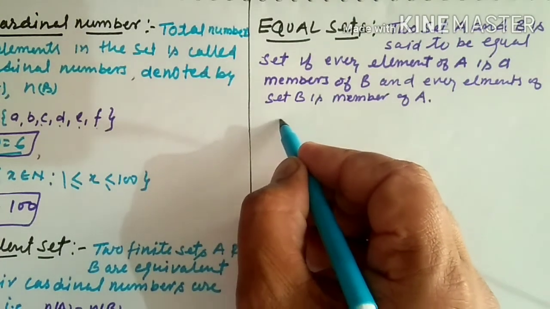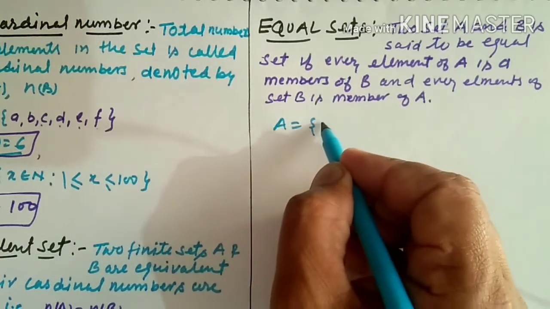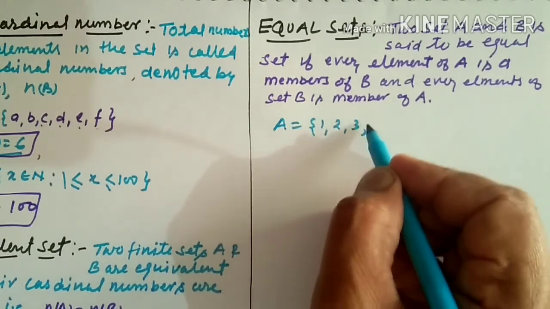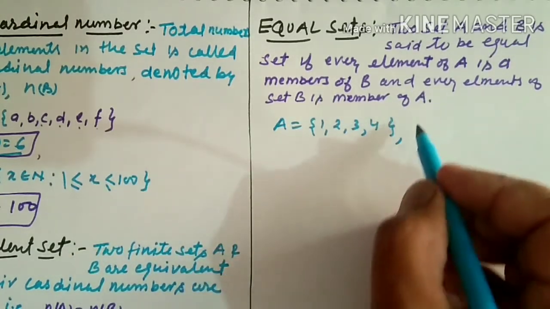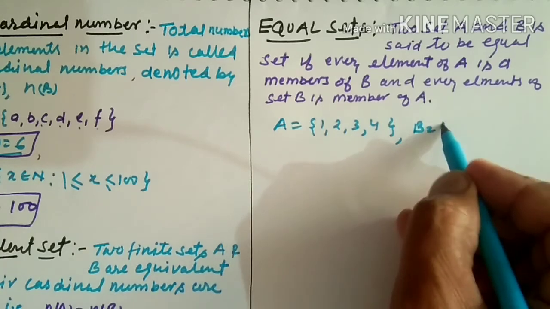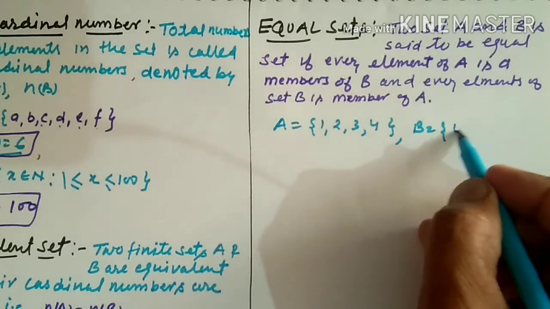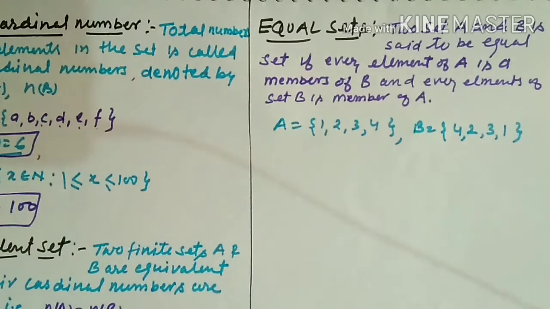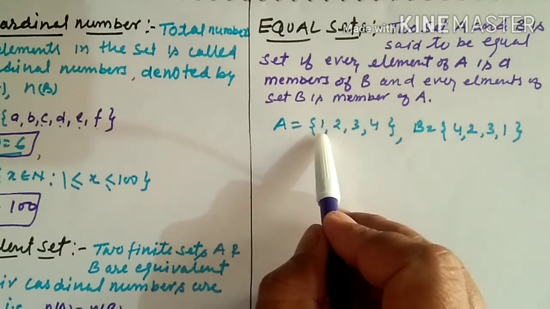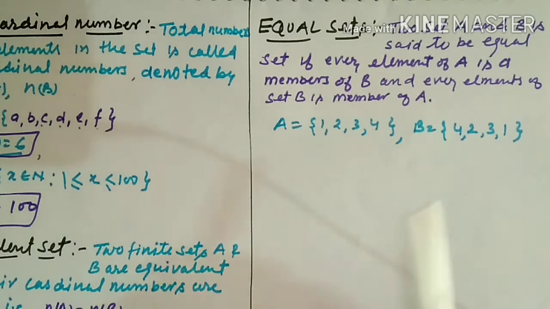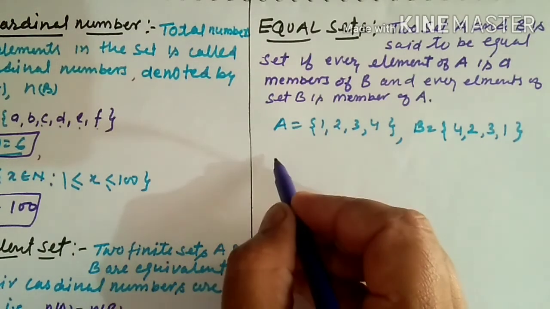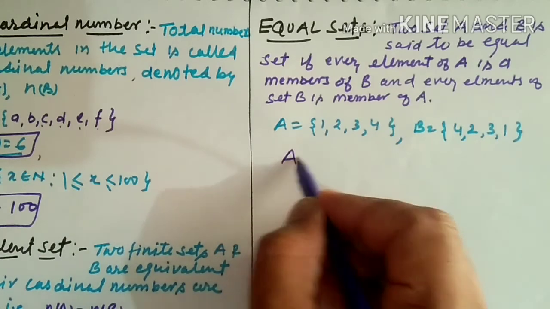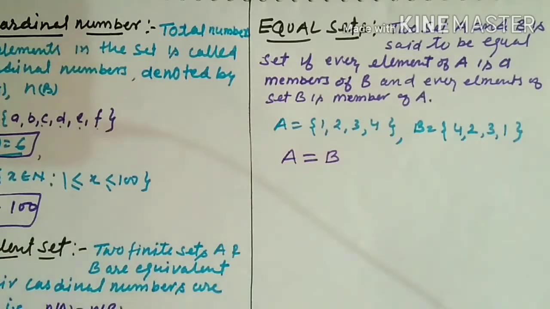Let A contain 1, 2, 3, 4 and set B also contain 4, 2, 3 and 1. So we can say that every element of set A is also contained in set B. So these two sets are said to be equal sets. It is denoted by A equals B.